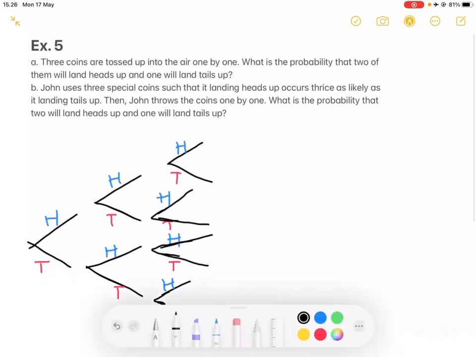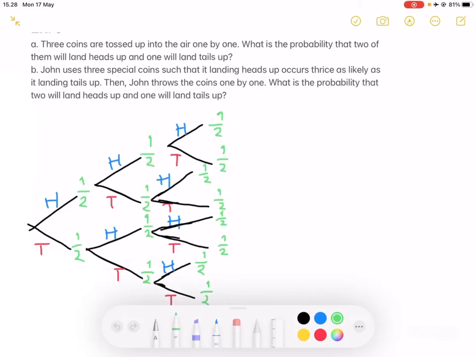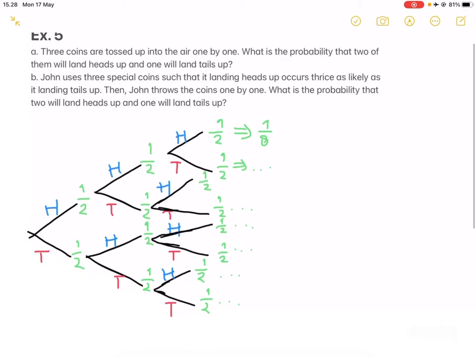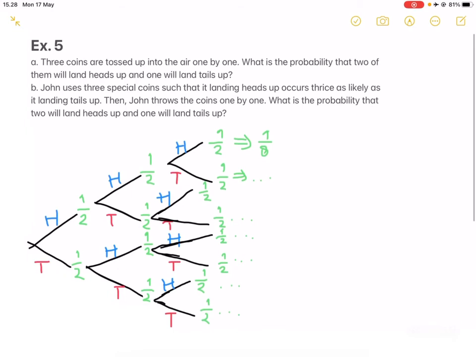So here we can fill up the probabilities that it will land heads up and tails up as shown right here. And then notice that the probability for each of these branches will be exactly 1/8. Each of these will be 1/8 of them. Hence, we only need to find what kind of string of events will satisfy this criteria.